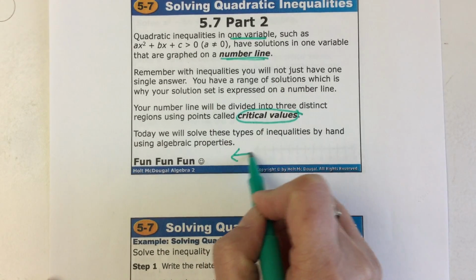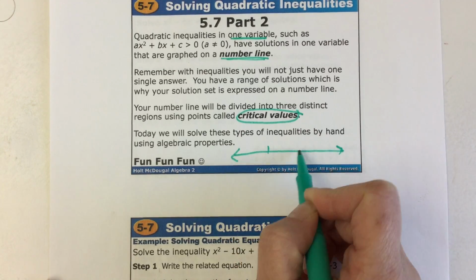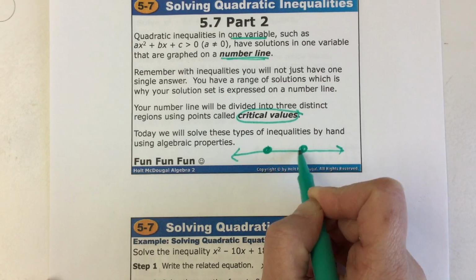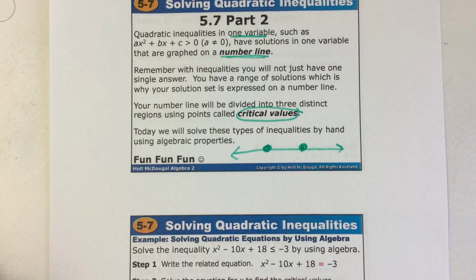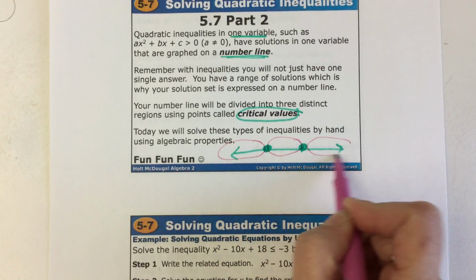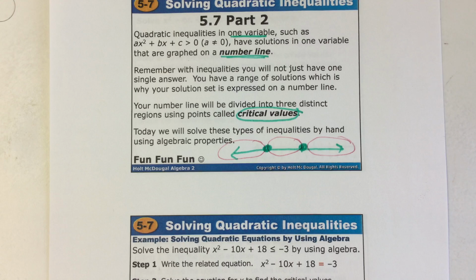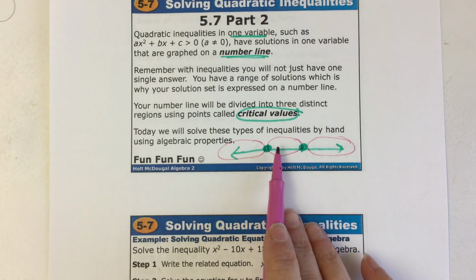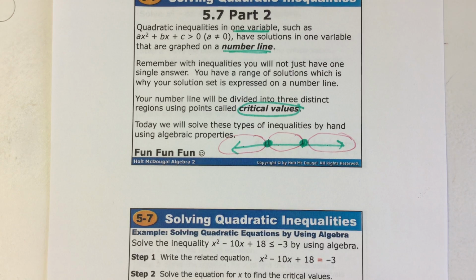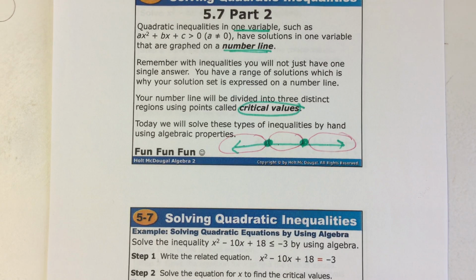So let's just say I have a number line. You have two critical values. So let's say I have them here and here. What happens, your critical values separate your grid into three different regions. Here is a region, here is a region, here is a region. What you need to do is try a point from each region to see if you need to shade that area. Remember, you always want to shade what is true.